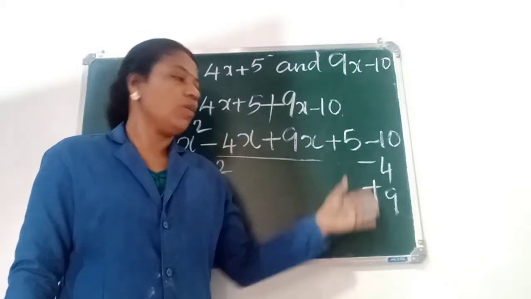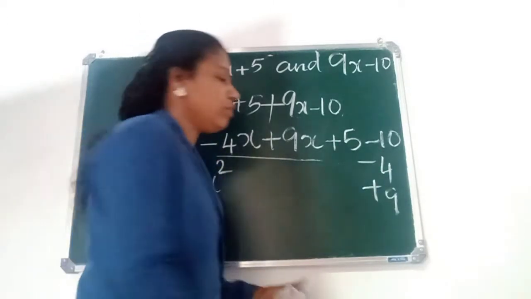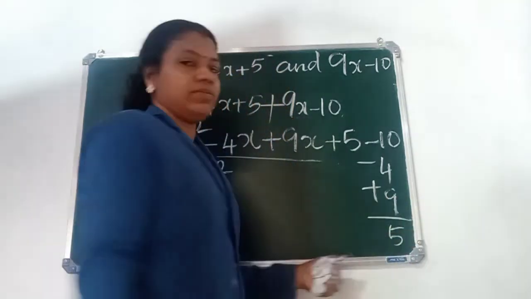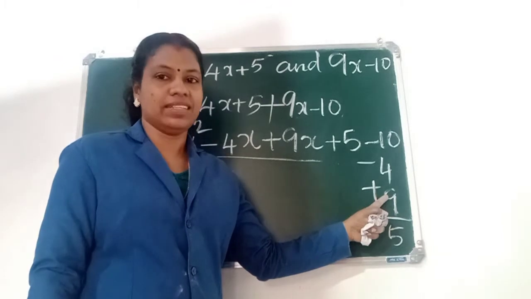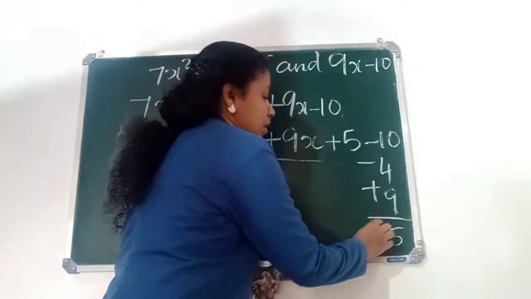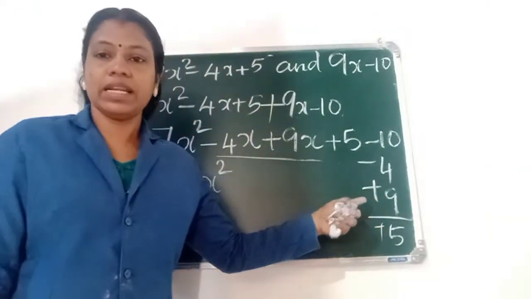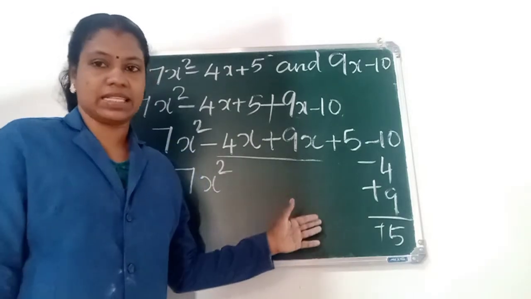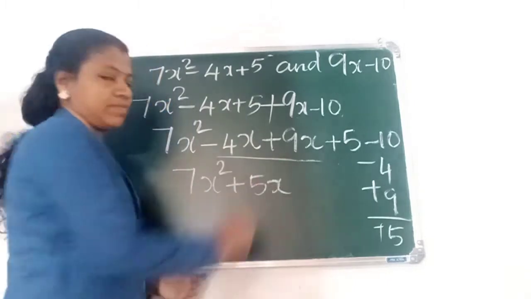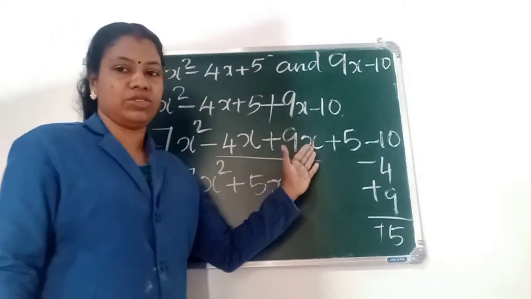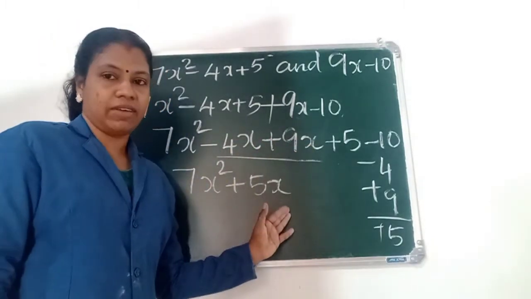Isn't it? Okay, so 9 minus 4 equal to 5. While subtracting the numbers, we will get 5. Then the sign is plus because the greater number is 9. It has plus sign. So our answer is plus 5x. Just simplifying these two terms, we will get plus 5x.